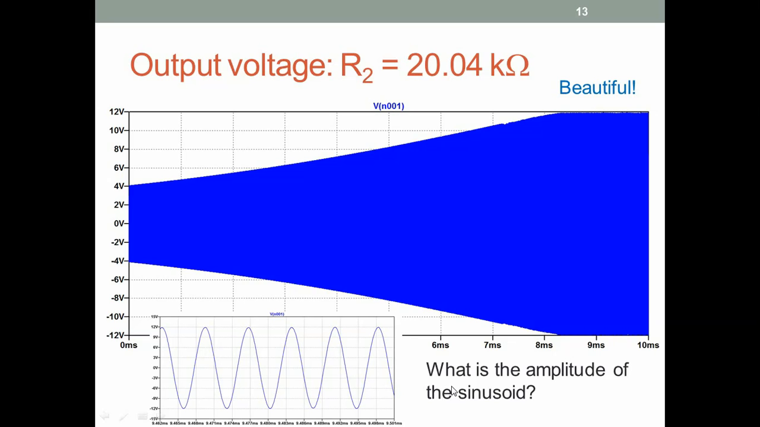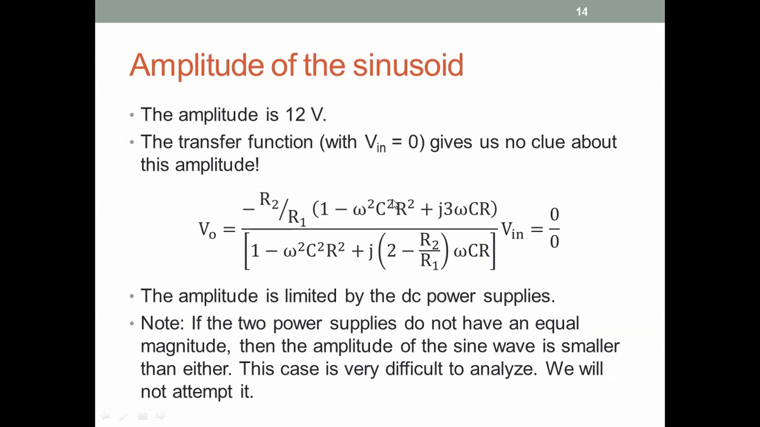The other thing is, what is the amplitude of this sinusoid? So eventually, after some transient, the output settles down to a nice sinusoid here, and now it's going to continue forever and ever. What is the amplitude? The amplitude, as you can see, is basically plus minus 12 volts. So that is the amplitude of the sinusoidal signal. Okay. So the amplitude is 12 volts.